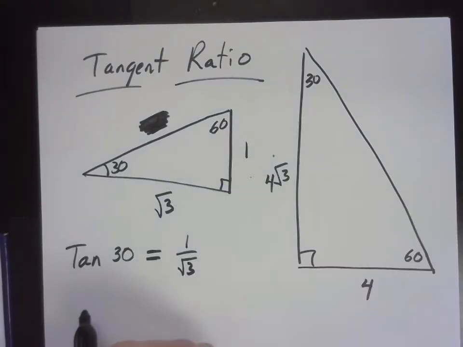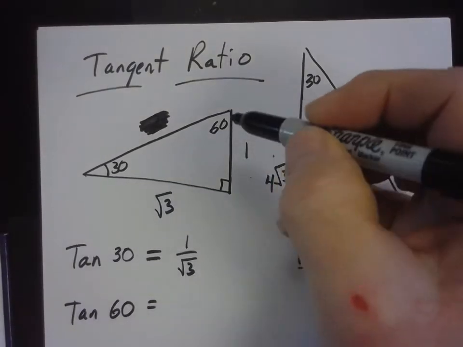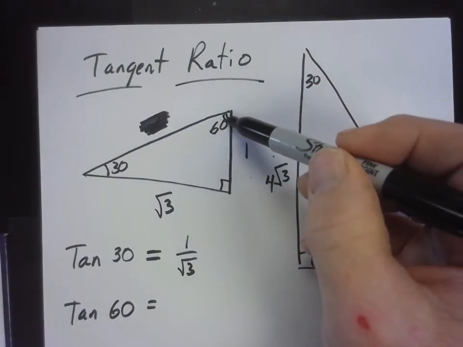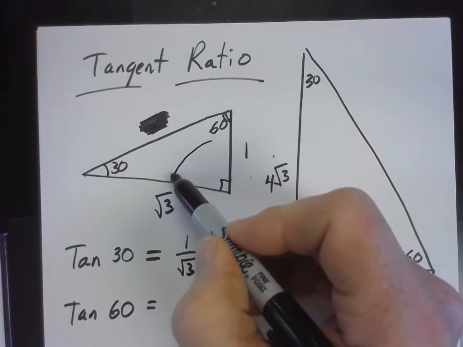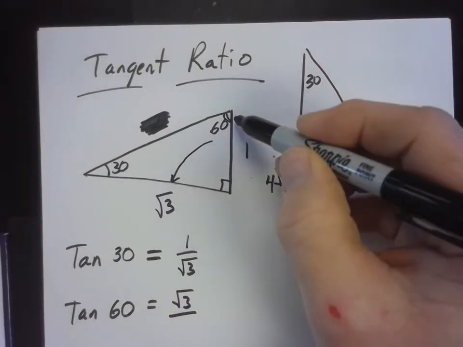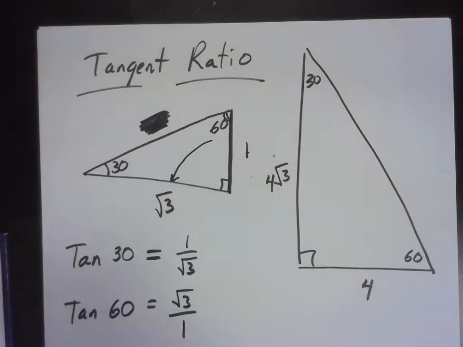And the tangent of 60 degrees, now look at the 60 degree angle right here. You see the side that is opposite from it? Radical 3 over the side that is adjacent to it, 1. So they're just reciprocals of one another.